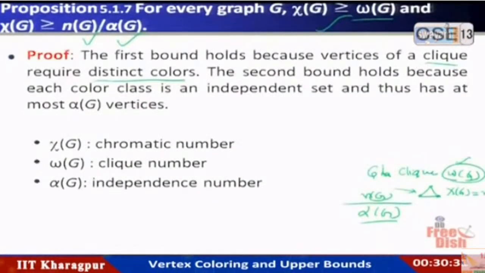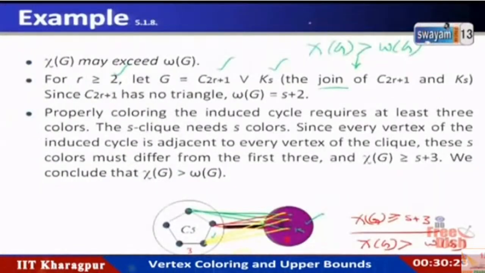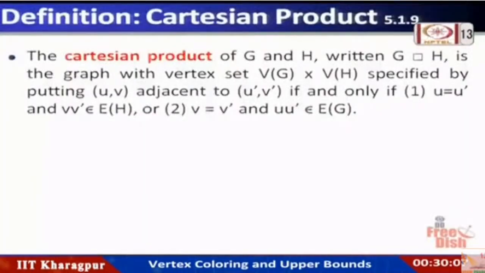I told you that we are looking at how good this bound is. So for some graphs the bound is quite loose. Why? Because chi of G is strictly greater than omega of G. We will see further a particular graph where this bound is tight, or equal, and hence the coloring will be looked upon.